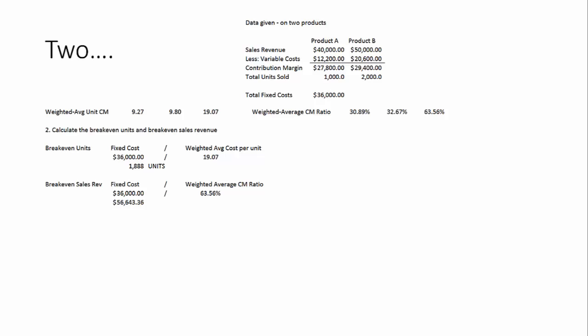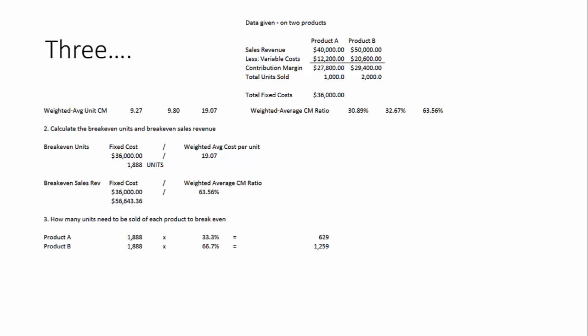Next item, calculating break-even for units and sales revenue. For the break-even units, we take the fixed cost given to us in the problem and divide by the weighted average contribution margin per unit that we calculated in part 1 of 19.07. So our break-even units are 1,888 units. To calculate break-even for sales revenue, we take the fixed costs of 36,000 and divide by the weighted average contribution margin ratio, which we calculated in part 1 as 63.56%. The result is 56,643.36.